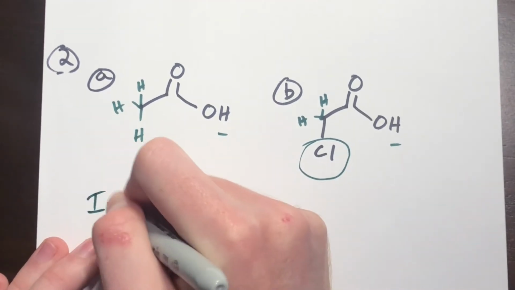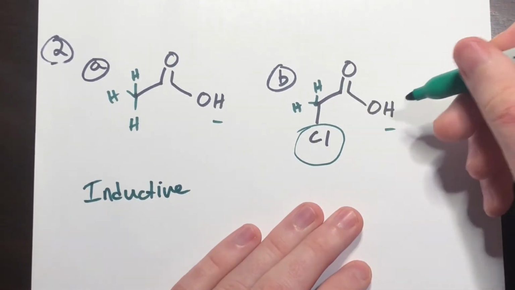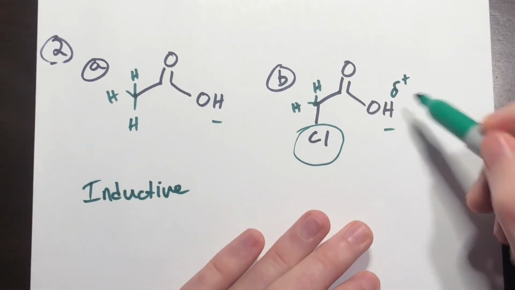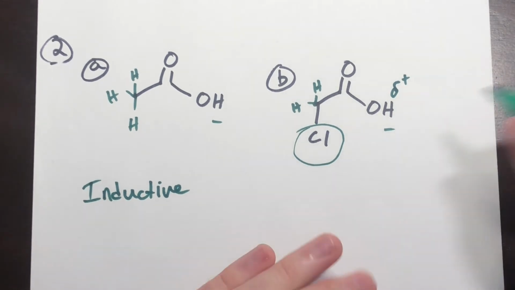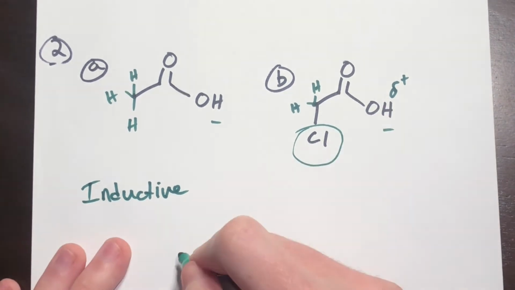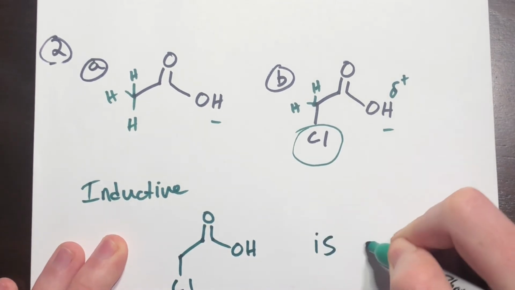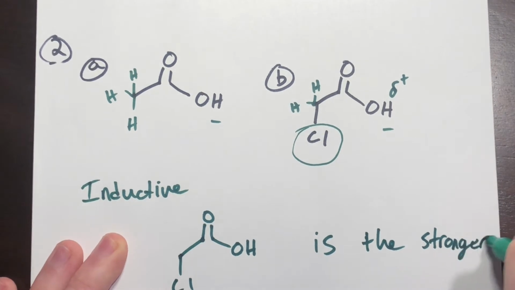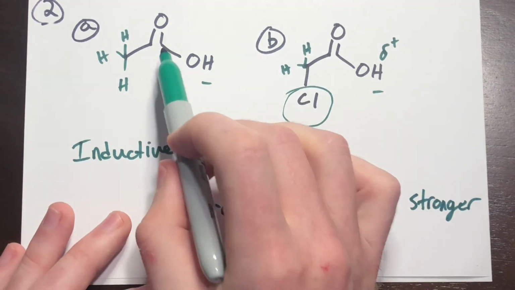And because of the inductive effect, the chlorine will suck some of the electron density away from this hydrogen, making this hydrogen more electropositive, more partial positive in our dipole moment here, which effectively makes this hydrogen more acidic. So because of the inductive effect, this molecule is more acidic, is the stronger acid, or it has the lower pKa. Since we weren't given it here, we could predict that this would have a lower pKa than this guy.